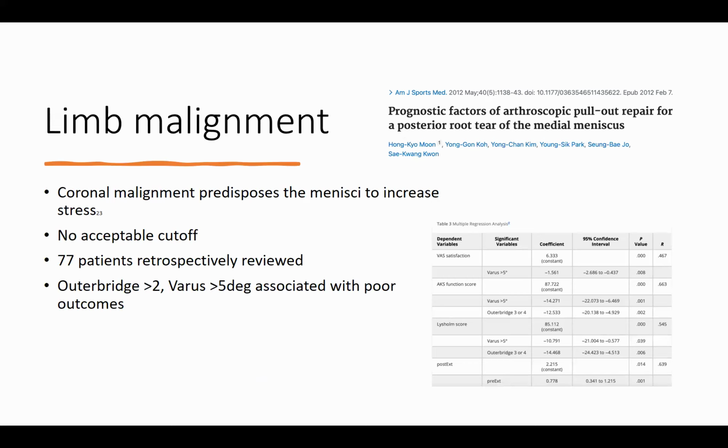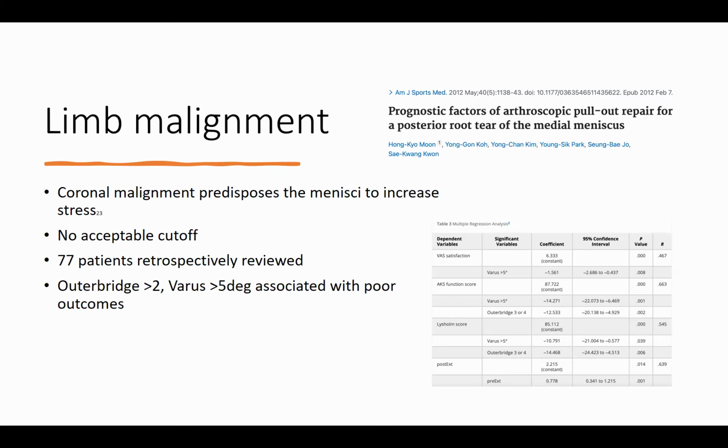There are no large-scale studies demonstrating degree of coronal malalignment and failure rates for meniscal repair in the setting of simple patterns. Most of the data we have is extrapolated from the root repair population. Moon et al. demonstrated that greater than 5 degrees of varus in the knee was associated with both decreased satisfaction and lower AKS functional scores. Additionally, Outerbridge greater than 2 lesions were viewed as negative prognostic factors, as shown in the chart above.